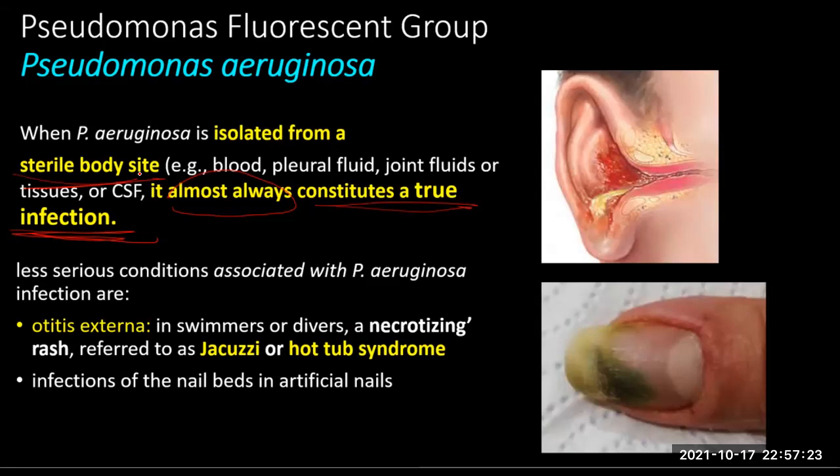And we also have other less serious conditions, but still, they are infections. So we have otitis externa in divers or swimmers, and this is now a necrotizing rash referred to as jacuzzi or hot tub syndrome. And also, this organism can cause infections in the nail beds in artificial nails. It's not a good thing if you have artificial nails, and then this organism will invade your nail beds. Then that's what we call Pseudomonas aeruginosa.